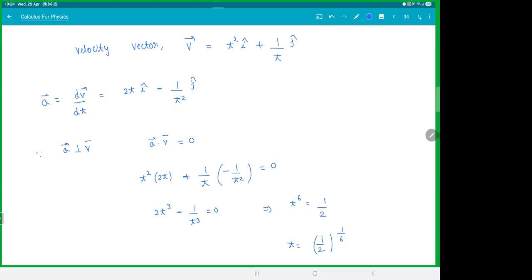Clear what we did? When you differentiate, you got the acceleration. Then you said both are perpendicular. That means the dot product must be 0. Any doubts on this? I hope you can see how we are playing around with things and connecting stuff. Your dot product should be there, your vectors you should know, differentiation you should know. We can do more complex things and more variations of this.